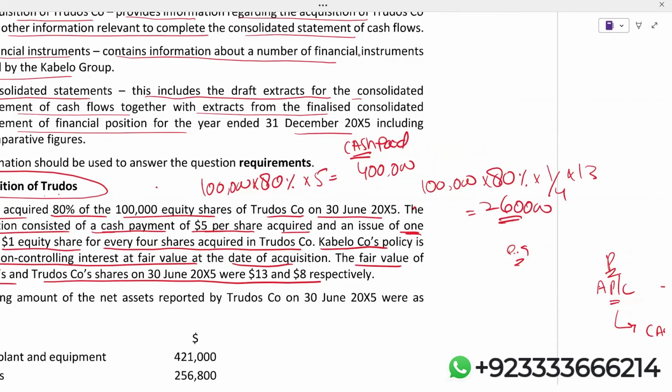Generally, whenever the subsidiary's share price is given at acquisition and the policy is to keep NCI at fair value, normally we use the subsidiary's share price to find the fair value of NCI at acquisition. So of the 100,000, the parent's holding is 80, so the NCI holding is 20 into 8. So the fair value of NCI at acquisition is 160. If I add all of them, I'll have the value of the investment. Okay, let's go ahead.